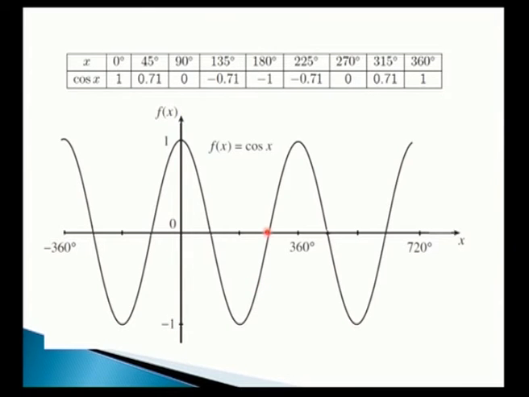Then 270 degree as x value in cos x, you get 0. So, 315. So, substitute 315 in the place of x in cos x, you get 0.71, which will be somewhere here. Then substitute 360, again cos value becomes 1. So, for cos 0 the value is 1, then for cos 360 again the value is 1.